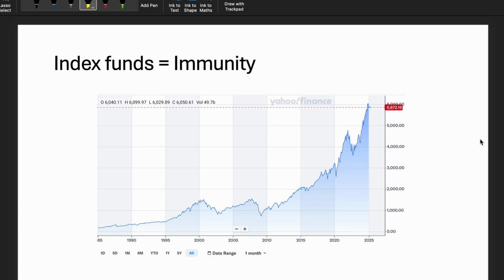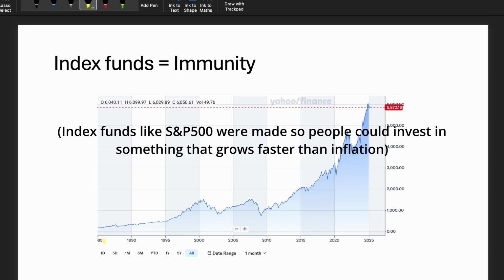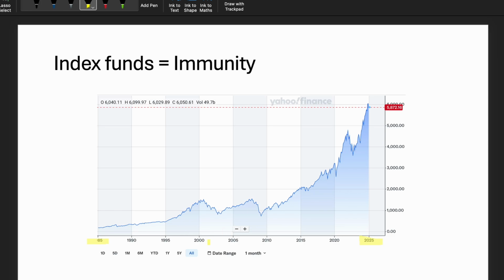Index funds, for example, are probably the most immune things that you can find in the financial market because from the day that they were started, which was in this graph, 1985, all the way up to present date, which is 2024, they have done nothing but increase. Sure, there are some periods here of pullbacks like here, or like here during the financial crisis, or like here during COVID, but in the long run, everything has increased exponentially.